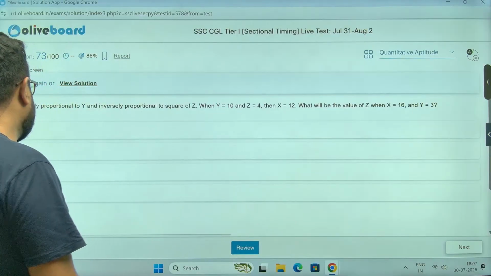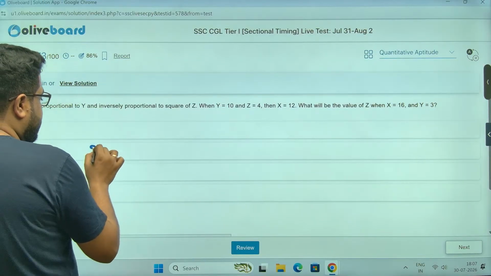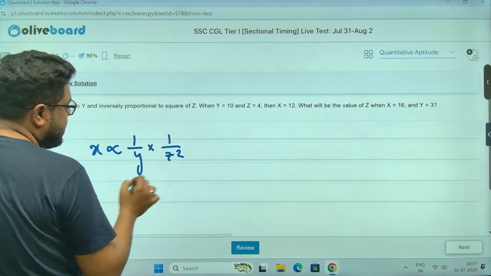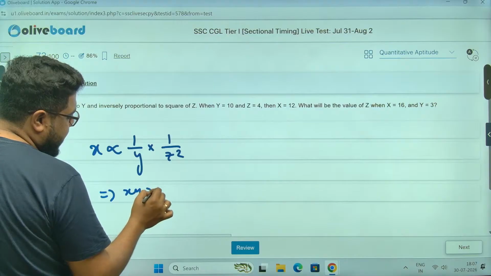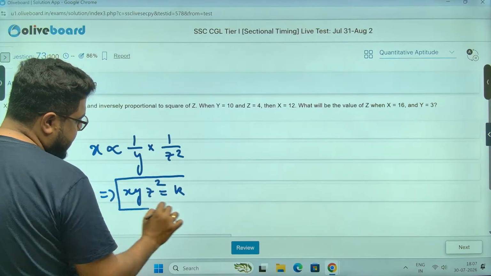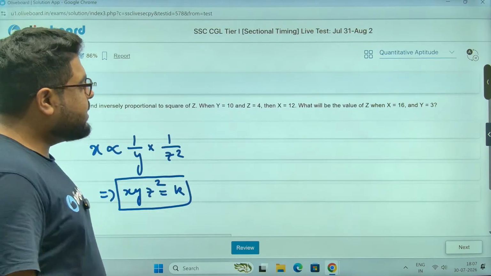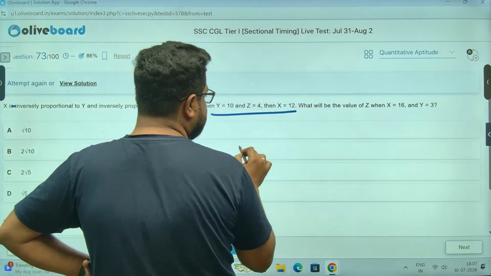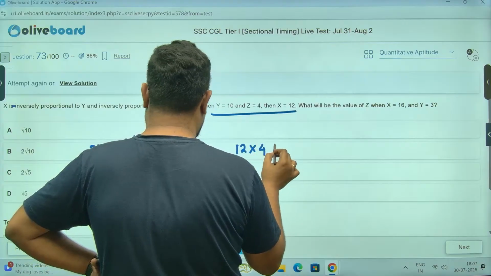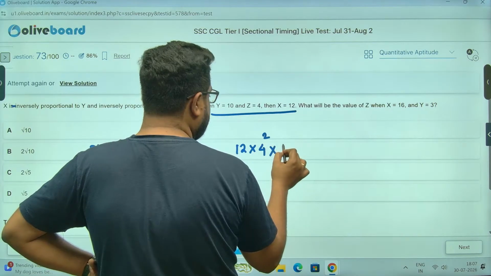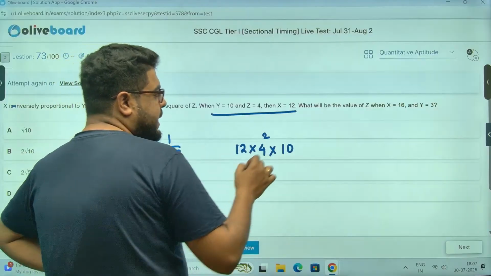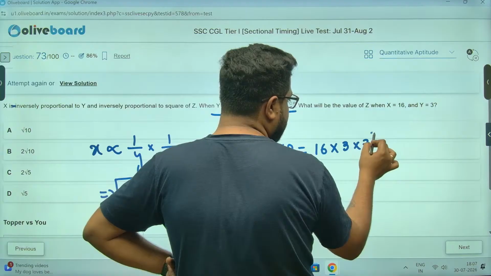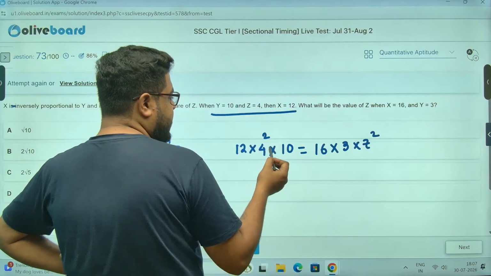Chalo, next one. X is inversely proportional to Y, okay, and inversely proportional to square of Z. That is this. So that means XYZ square is equal to some constant. I've taken everything to left hand side. Next is same. So that means, sir, X, Y, Z, first set of values is this. 12, 4 into Z square. Sorry, 4 square into Y. XYZ square is equal to XYZ square. X is 16, Y is 3, Z square I don't know. I'll figure it out. Chalo, let's calculate.